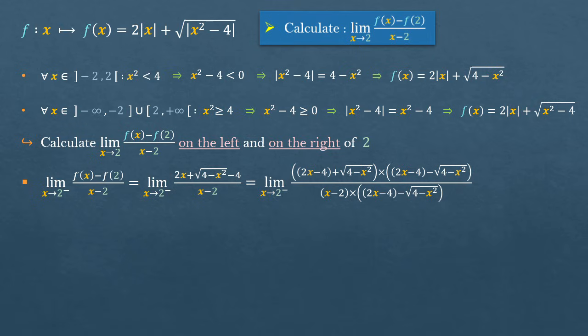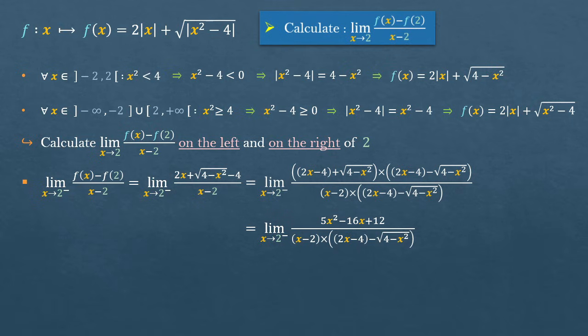Now if we expand the expression within the numerator of this fraction and simplify it, as it represents a remarkable identity of the form (a plus b) all times (a minus b), we'll find that it is equal to 5 times x squared minus 16 times x plus 12. So we would have to calculate the limit of (5 times x squared minus 16 times x plus 12) all over (x minus 2) all times (2 times x minus 4 minus the square root of 4 minus x squared) when our variable x heads to the number 2 from below.